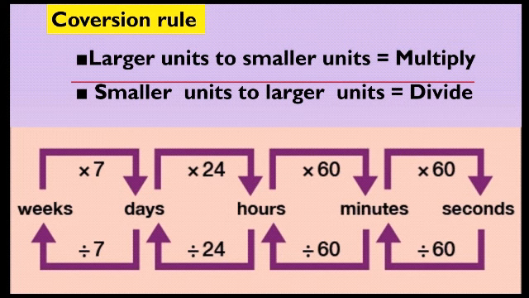When we want to convert minutes to hours, divide by 60. When we want to convert hours to minutes, we have to multiply. When we want to convert hours to days, we have to divide. Days to hours, we have to multiply. Days to weeks, divide by 7. Weeks to days, multiply by 7. So these are the rules.